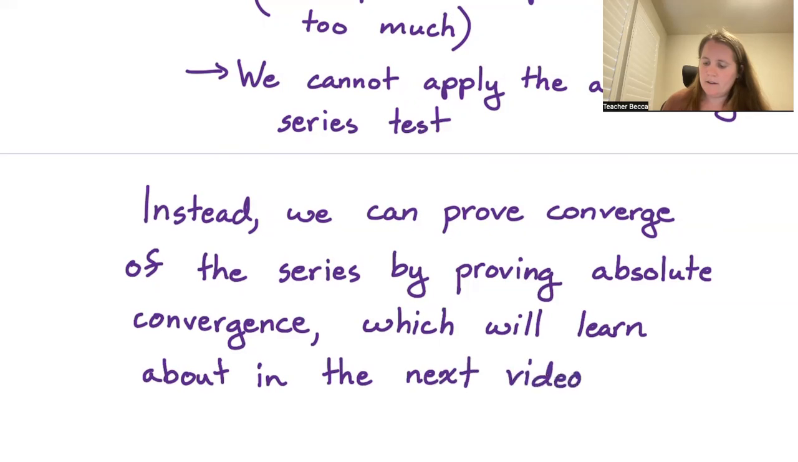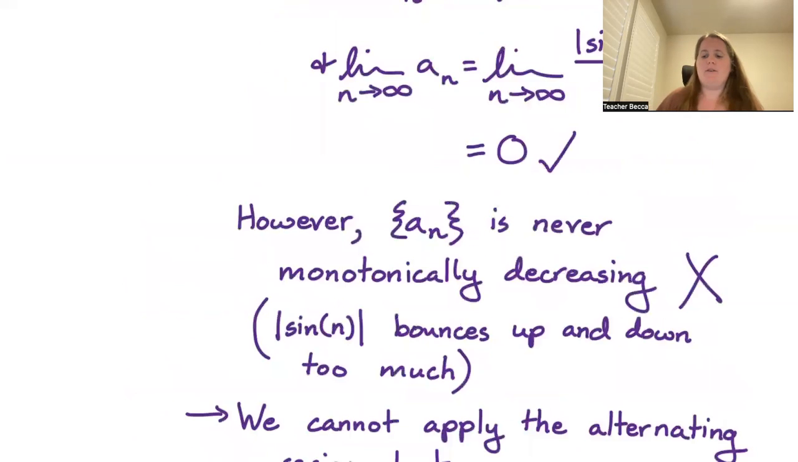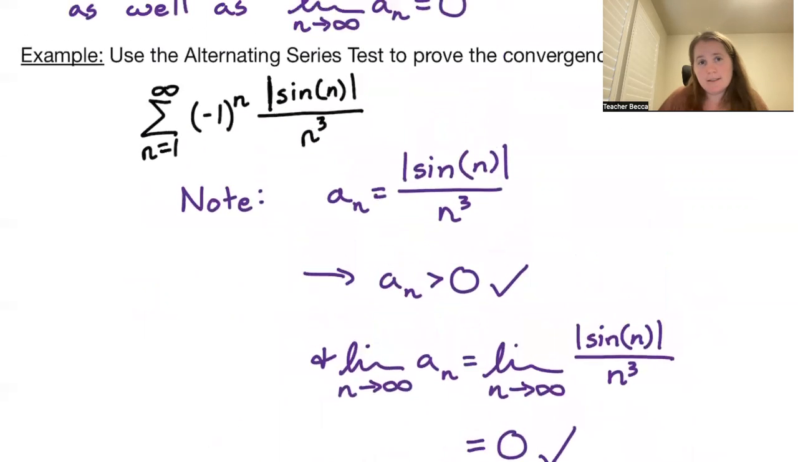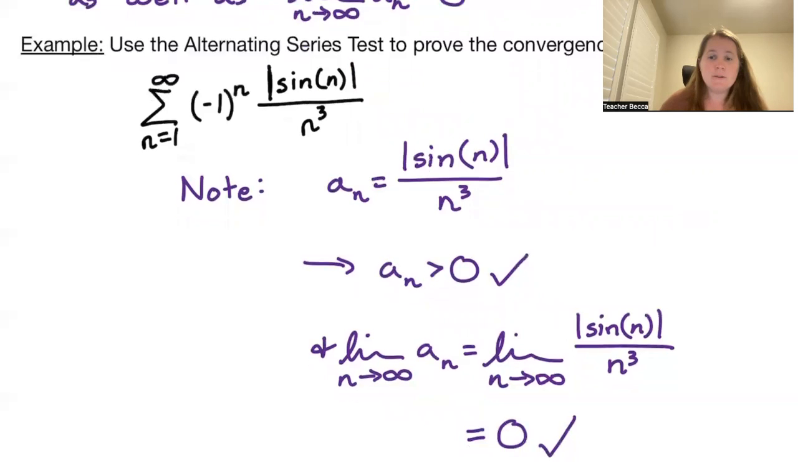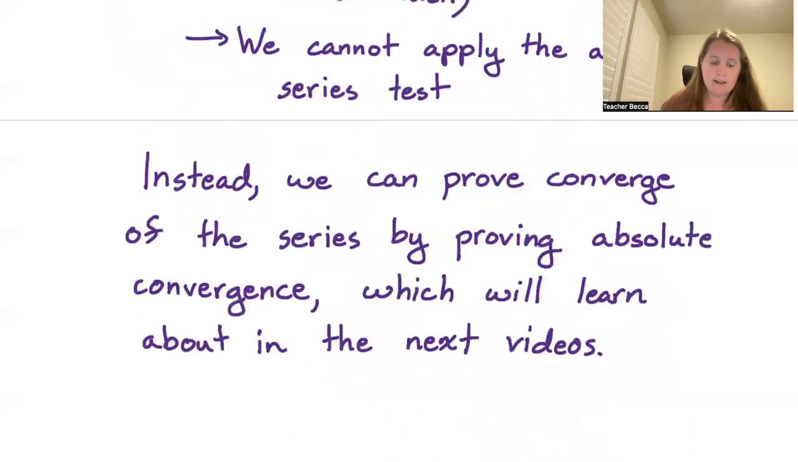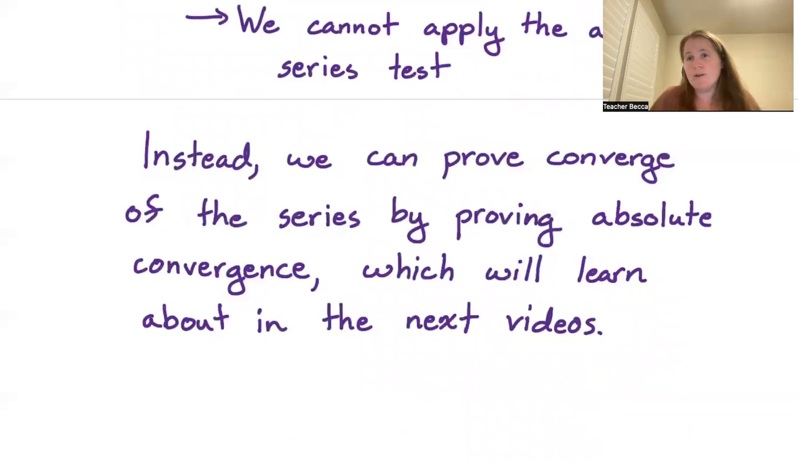So again, just because the alternating series test does not apply doesn't mean that our alternating series diverges. It simply means that we have to find another test to use. Right, so in the next videos, we will take a look at this absolute convergence and how it can be useful.